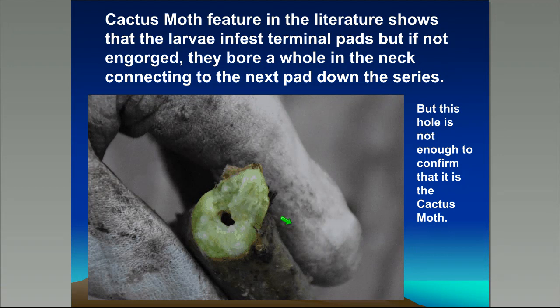The other thing that we've learned from being in the field and working with the infected plants since 2018 is that, as the Cactoblastis moves from one pad down to the next pad, generally the Cactoblastis cactorum female will lay the egg sticks on the terminal pads on our larger multi-padded prickly pear. But as the larvae move, notice the hole that is here in the neck between two pads. It's not a stem, but a connecting neck, and the larvae will bore a hole to move into the next pad because they will not emerge until they are at the fifth instar and gregarious or engorged.